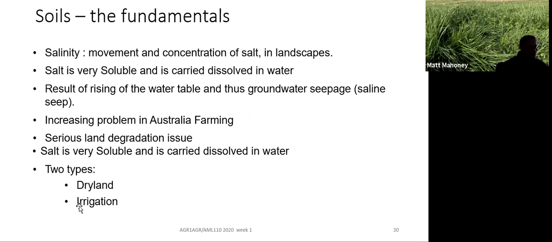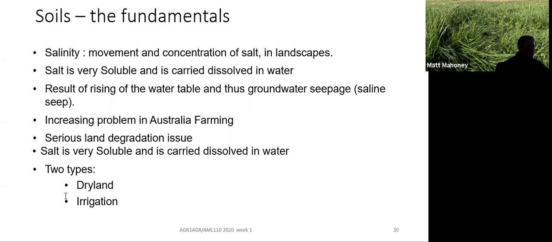We can pump up salty water from deep below and put that onto our cropping land. So that can be another way we can cause salinity, and that can be another problem. Sometimes if you've got very salty water and you need to irrigate, it may be too salty to actually use. So what we can do is what we call a shandy, and mix it with clean water if possible. Or the other option is just don't use that water.